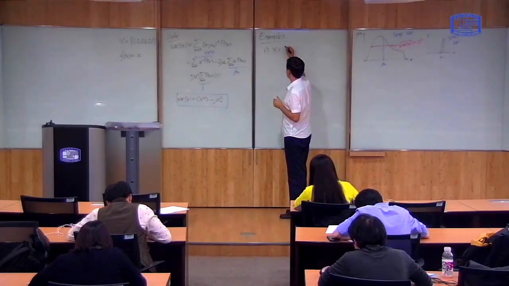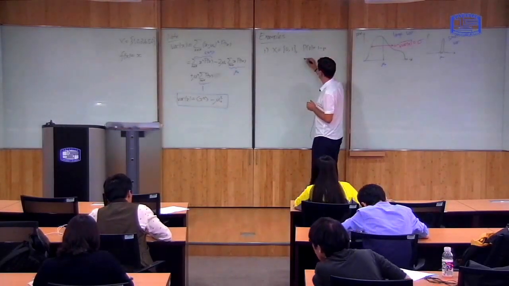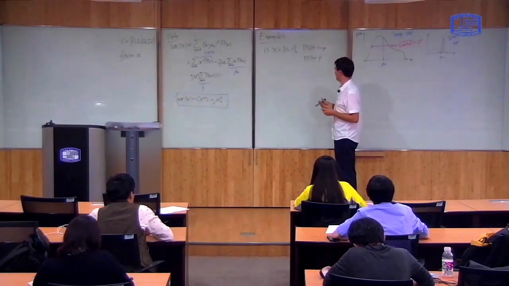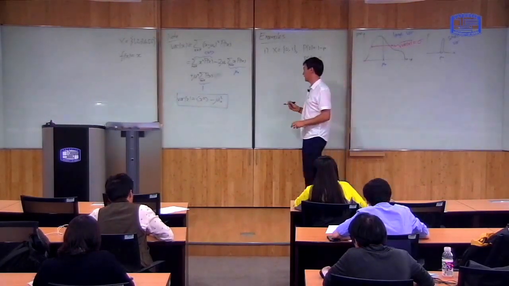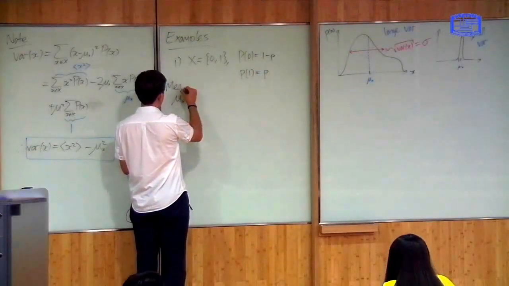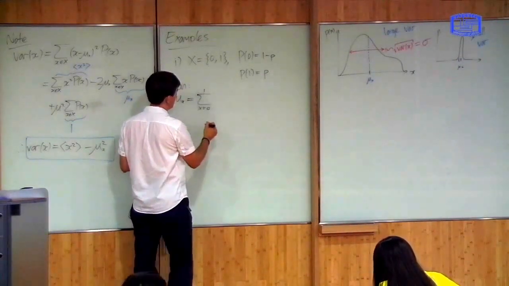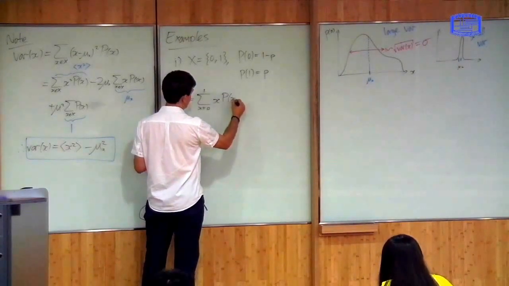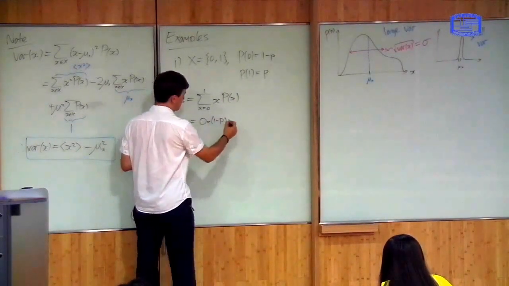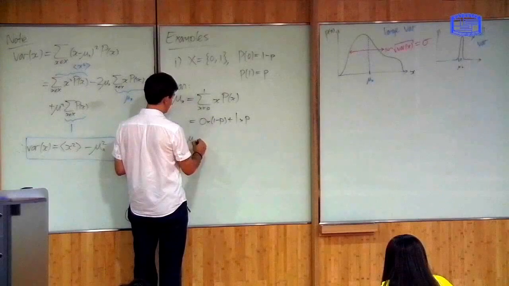So the first one is x equals 0 or 1. P of 0 is 1 minus p. P of 1 is p. So this is the one trial with success probability being p. So firstly, the mean. What's the mean of this? It's the sum, x is either equal to 0 or 1, of x times the probability of x. Well, when x is 0, I get 0 times 1 minus p. When x is 1, I get 1 times p. So that's very simple. The mean is just equal to p.